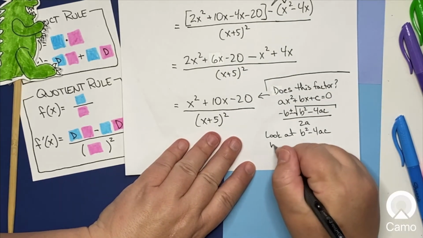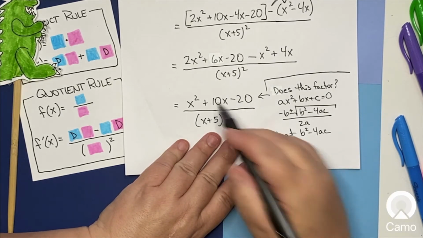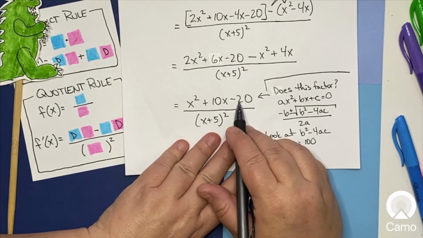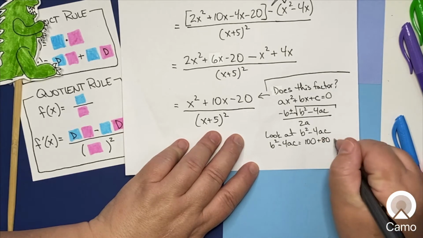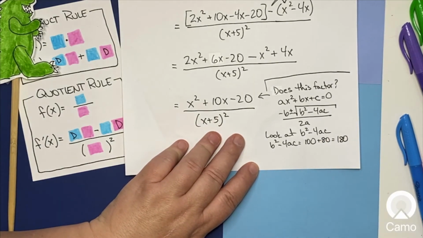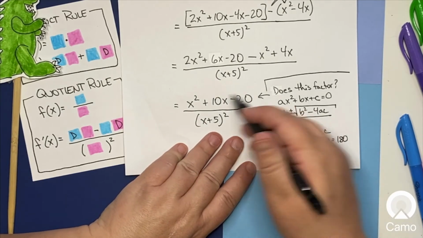b squared minus 4ac. In this case it's going to be 100 minus 4 times negative 20 times 1. So that's going to be plus 80. So that's 180. Is that a perfect square? If that is not a perfect square, then this does not factor.